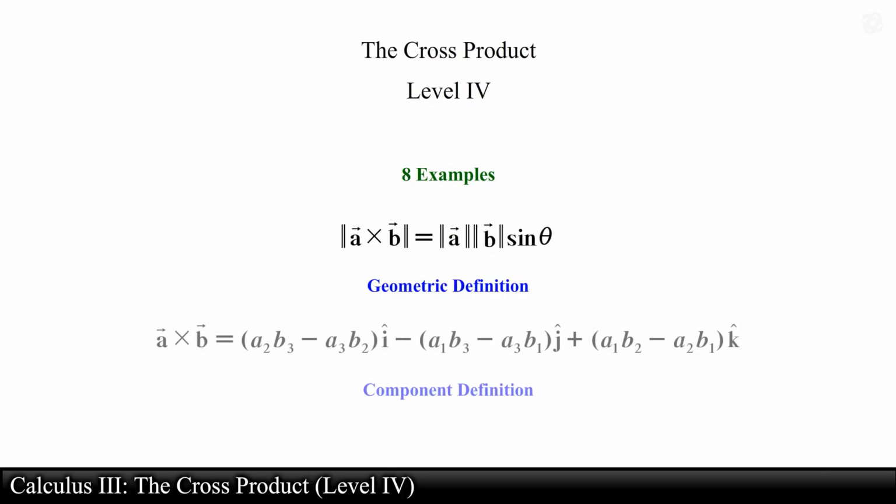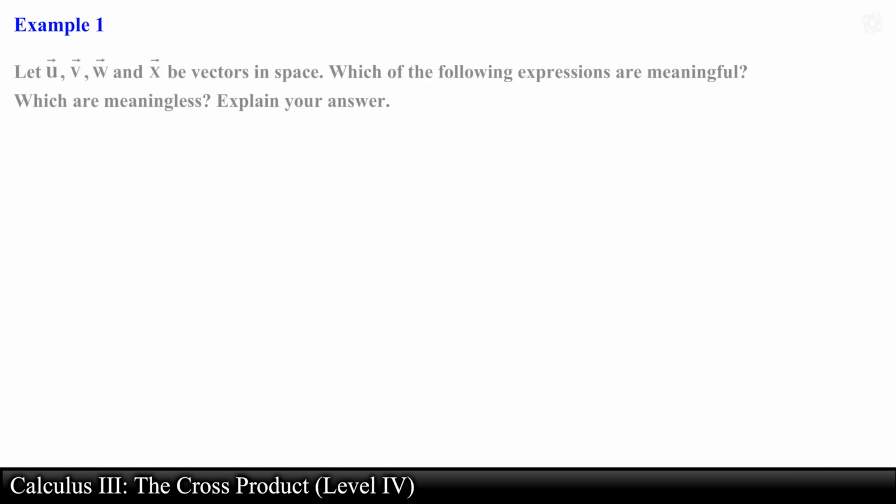The cross product, level 4. In this video, we're going to go over slightly more challenging examples that make use of both the geometric and component definition of the cross product. Let's go over the first example.